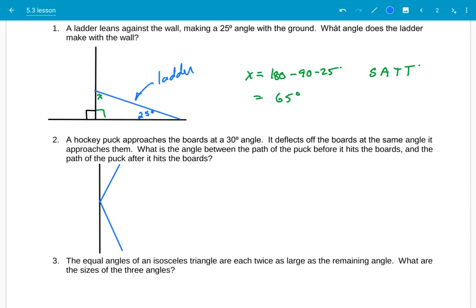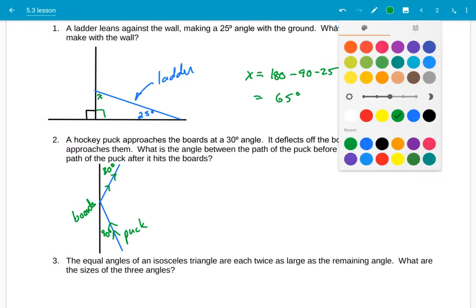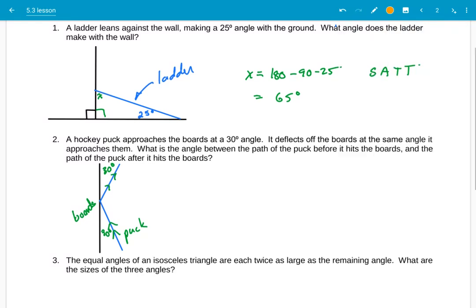So now I'm going to label things a little bit. So boards. And this is the puck. Comes in at 30 degrees and then leaves at 30 degrees. The only thing the diagram is missing is, well, I didn't draw a puck, but that's okay, is what are we trying to figure out? It's always good to label.